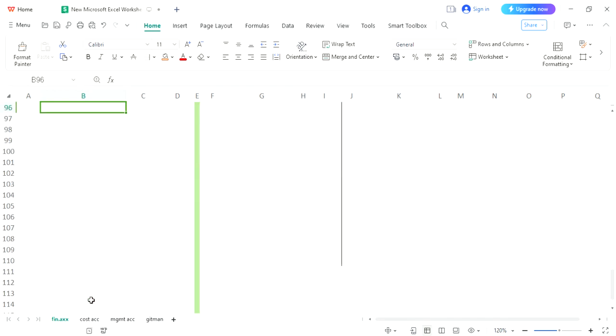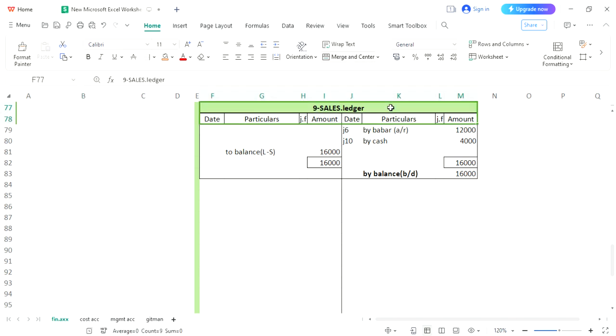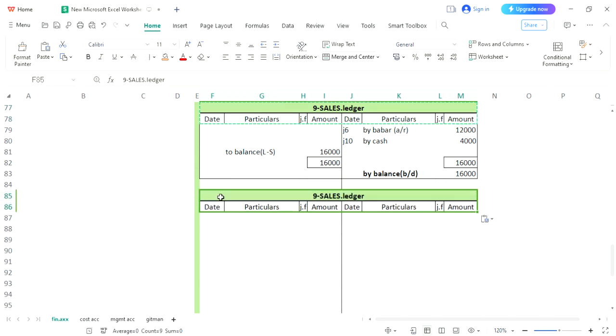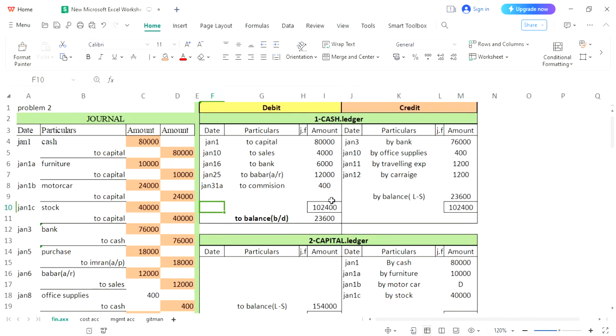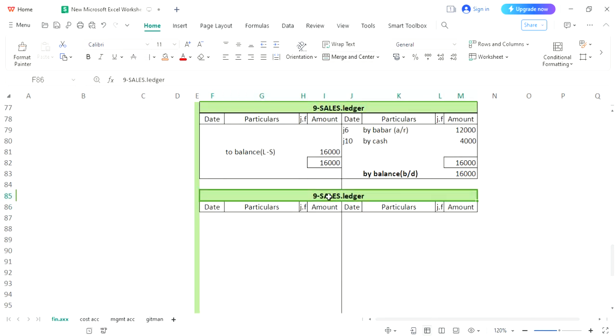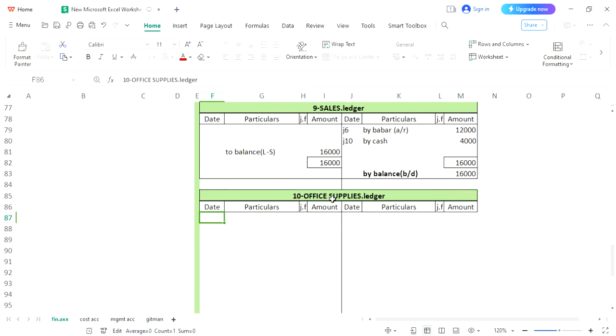Yes, office supplies. What we will do, we will take headings from the previous ledger and use them for making the next ledger just by changing the title. We were making the sale ledger and the next title, as you have seen, is office supplies. So you will write down the title office supplies over here and change its number as well. We are up to the 10th ledger, office supplies, but the headings would be the same and the rule will be the same.